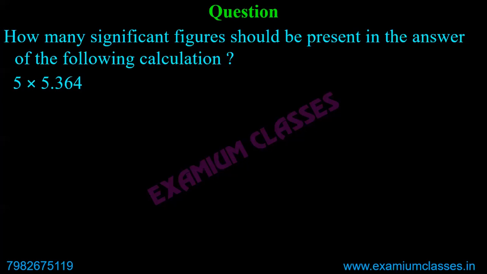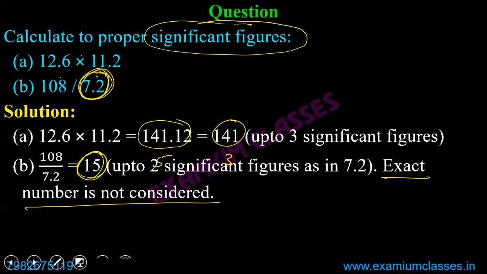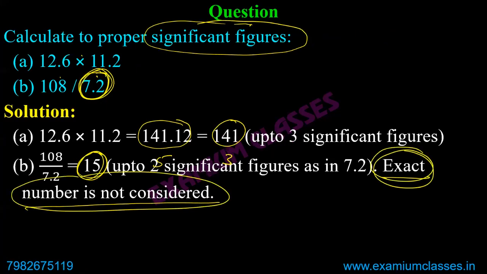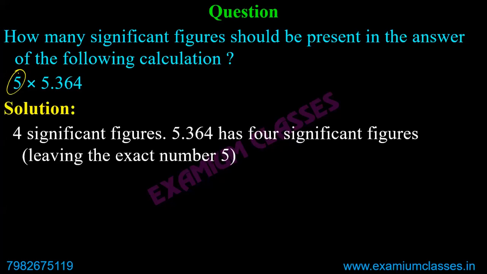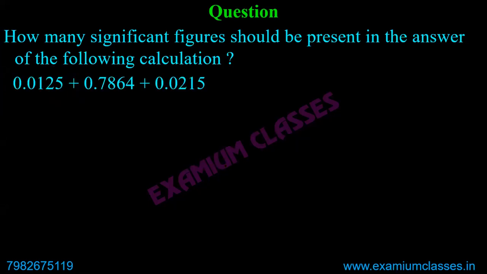I told you in the previous one here, exact number is not considered. In this, 5 is an exact number. You won't consider 5. So there will be only 4 significant figures in the answer. This is the only one which will decide the significant figures, and this will have the minimum one only because there is only one. So again, leaving the exact number 5. How many significant figures should be there?